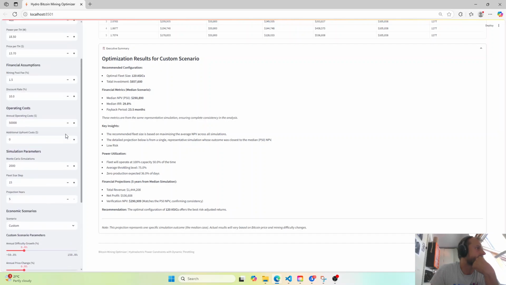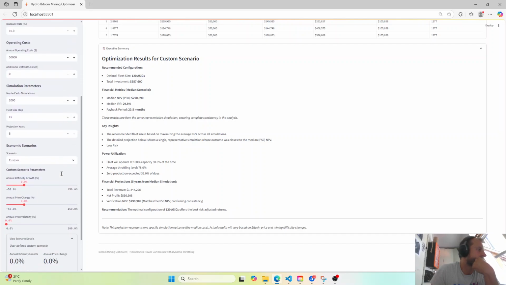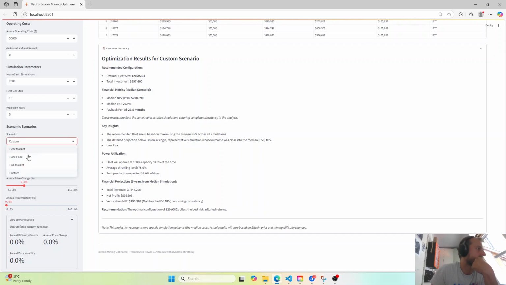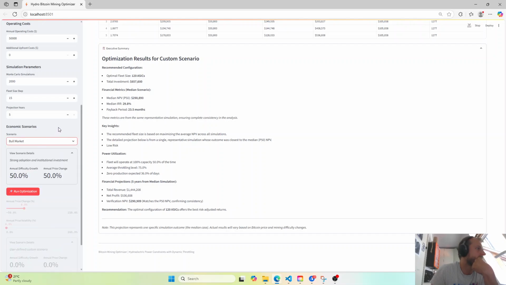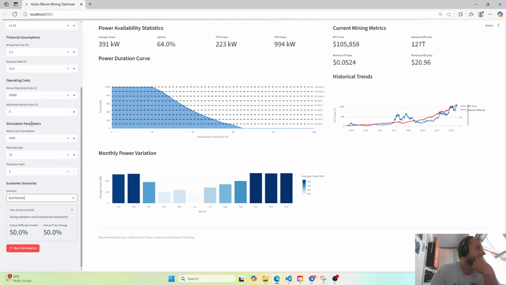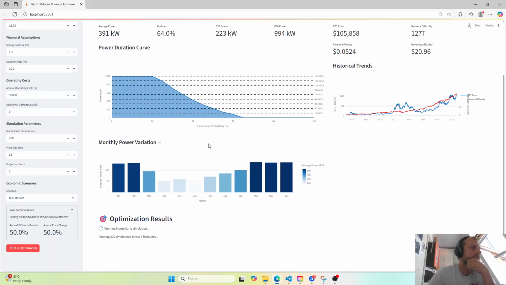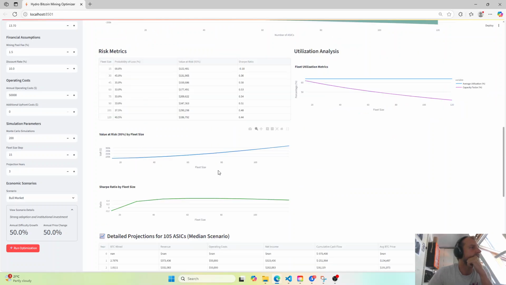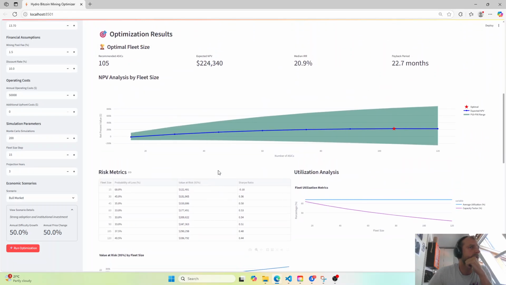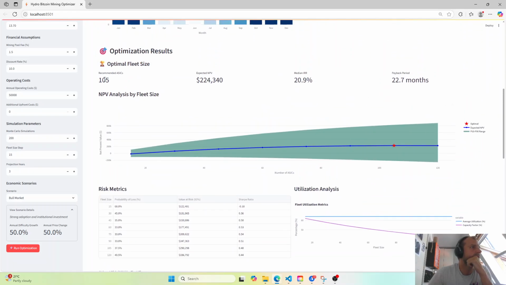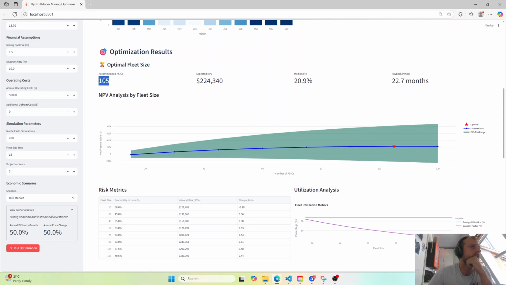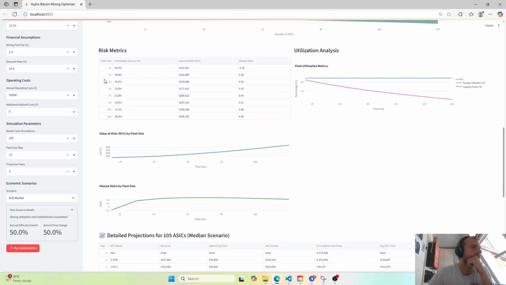And of course we can change it to, let's say, the bull market scenario, and we run this. Let's rerun with 200, so to make it faster. Let's make 3 years, and let's run optimization. So it does recalculate it. Here it is advising 105 ASICs based on this bull scenario.